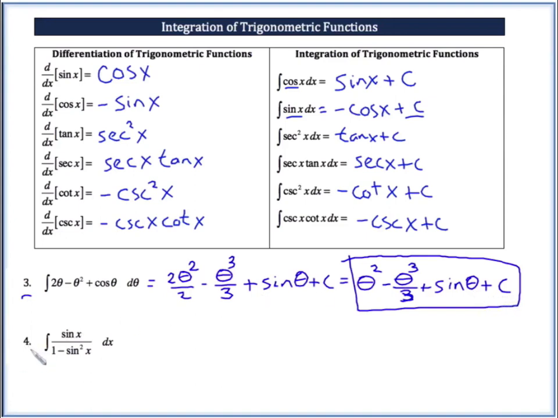All right, in our next example, number 4, we have the indefinite integral of sine x over 1 minus sine squared dx. So here, you're going to want to notice the trig identity right down here at the bottom. So 1 minus sine squared actually equals cosine squared. So we definitely want to get rid of this division if we can. So let's see if rewriting this helps us.